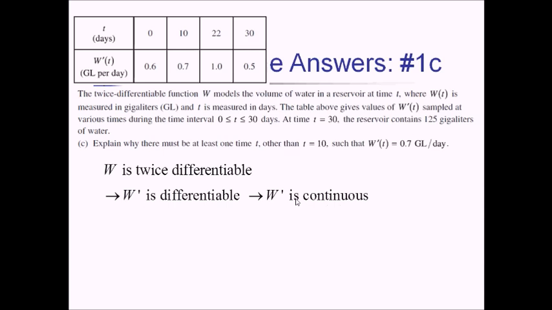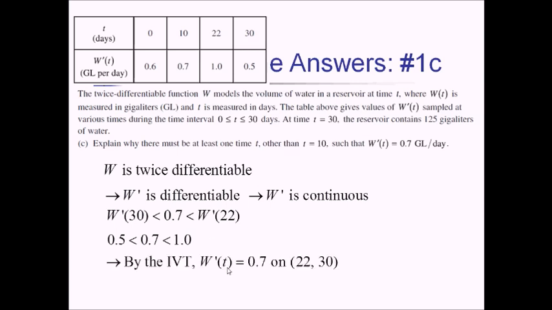So we see here that the value we're looking for, 0.7, is between W prime of 22 and W prime of 30. In fact, it goes the other direction because W prime of 30 is less. And just to write in the numbers here, we have 0.5 less than 0.7 less than 1.0. So therefore, by the intermediate value theorem, we know that W prime equals 0.7 somewhere on the interval from 22 to 30.